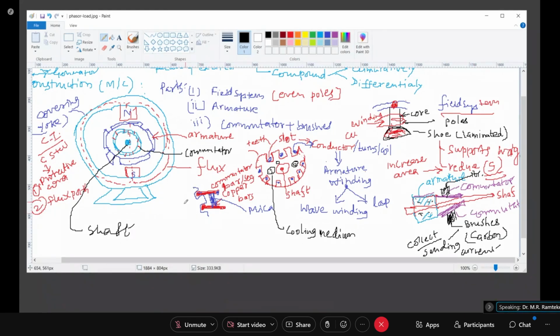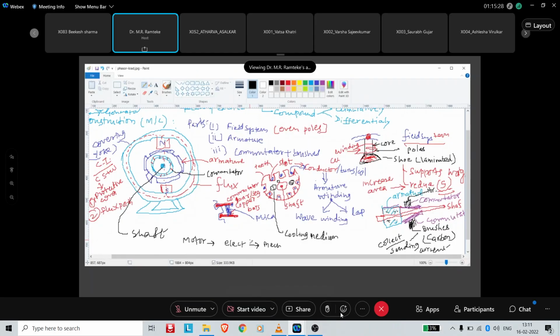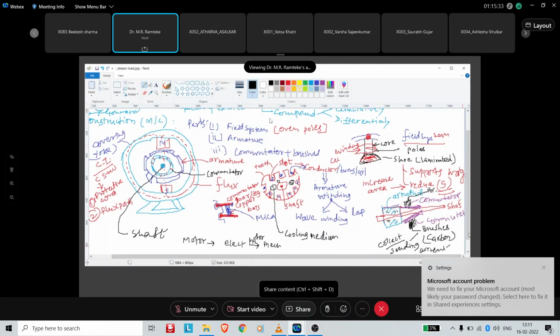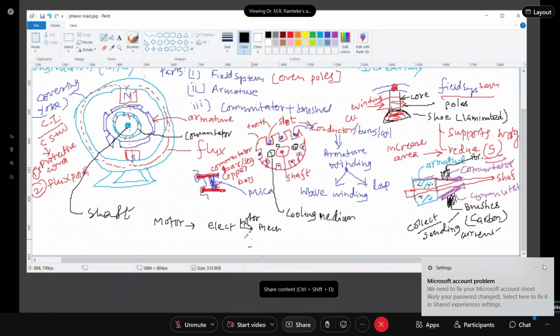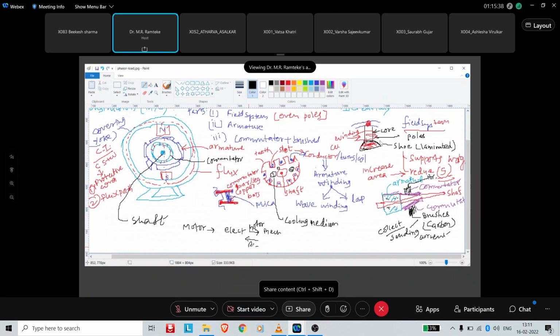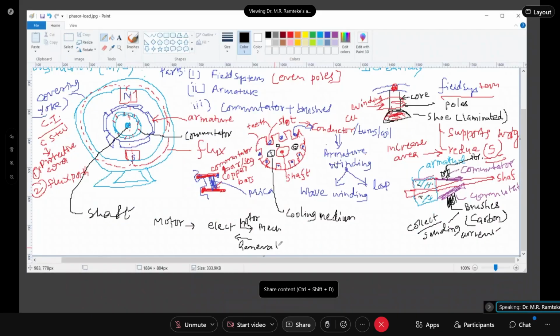Input is electrical. So what is a motor? Motor basically converts electrical input to mechanical output, and then it becomes a motor. And if you are giving mechanical input and converting into electrical, then it becomes a generator, as far as a DC machine is concerned. So this is about the construction of a DC motor.